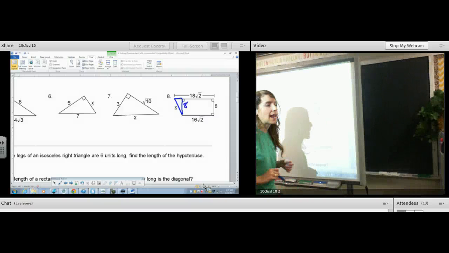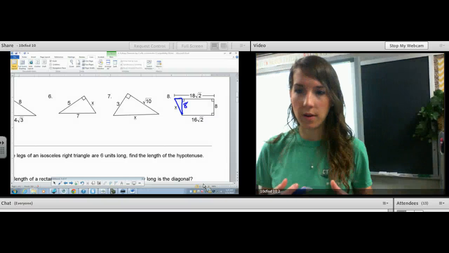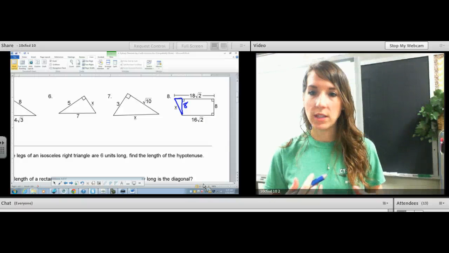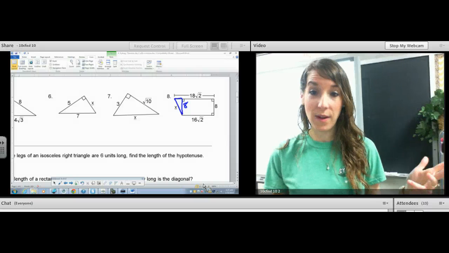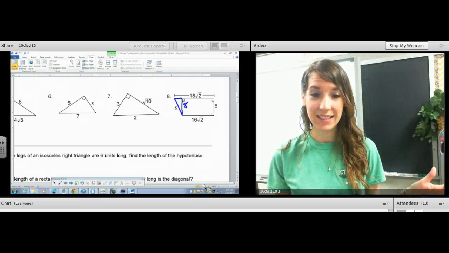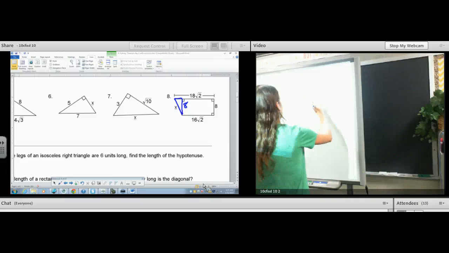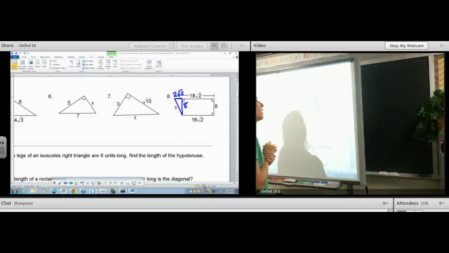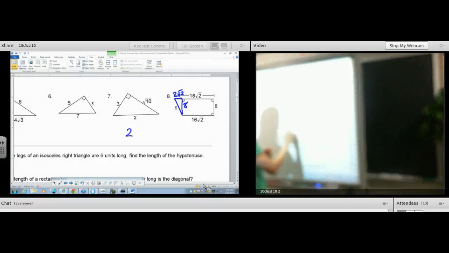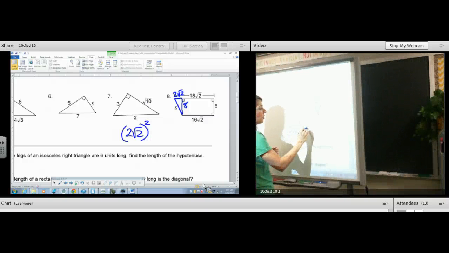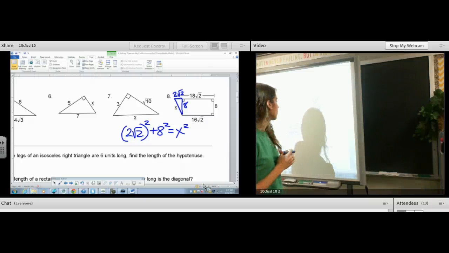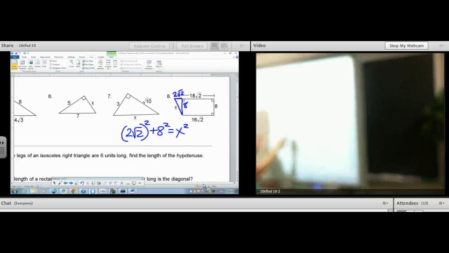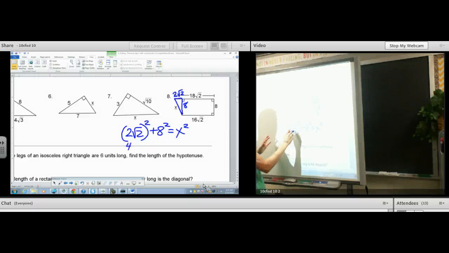We know that's 8. We need to know the other part of the right triangle. But what we can do is take the 18 root 2 and subtract the 16 root 2, and we'll be left with, hopefully, 2 root 2. So now we need to do Pythagorean Theorem. a squared plus b squared equals c squared. All right, 2 root 2 squared. Let's see, 2 squared is 4. Square root of 2 squared is 2.